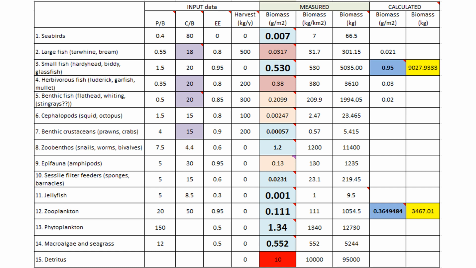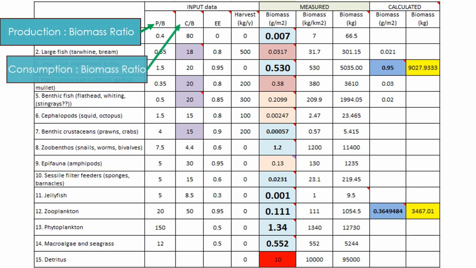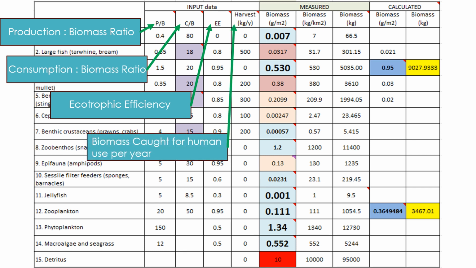Here is the Ecopath spreadsheet model of Smith's Lake. There are 4 input parameters for the model. Production to biomass ratio, which is how quickly the organisms grow and reproduce in biomass per year. Consumption to biomass ratio, which is how much food the organism consumes in their body weight per year. Ecotrophic efficiency, which is the amount of energy kept in the system for that group. And harvest, which is the amount of biomass caught for human use per year.